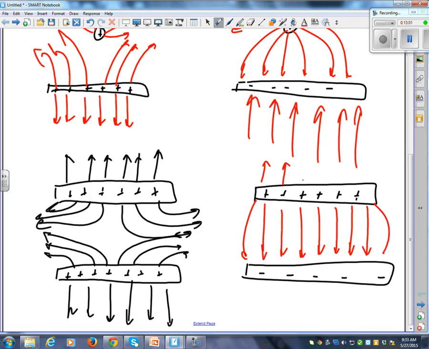Away, away, away, away, away. Towards, towards, towards, towards, towards. It's impossible to get these wrong, you guys. It's seriously the easiest marks of the year.